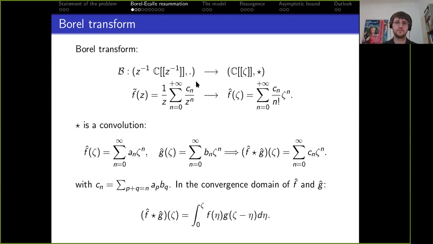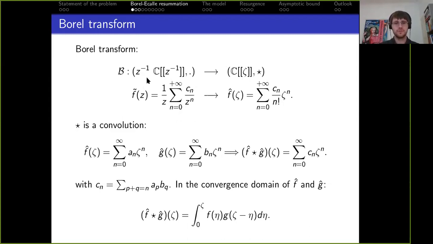So the Borel transform is a linear map between two algebras of formal series that maps pointwise product of formal series to a convolution product of formal series. I'm using here the math convention that instead of writing it as a formal series in A around 0, I write it as a formal series around infinity. So think of z as 1 over A.